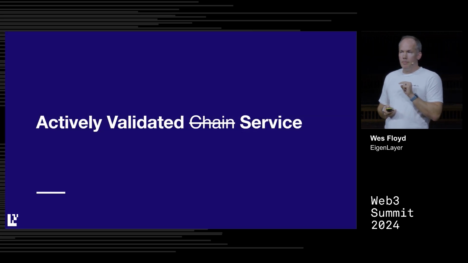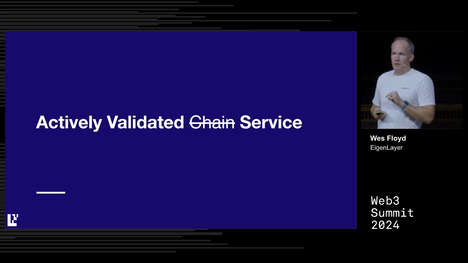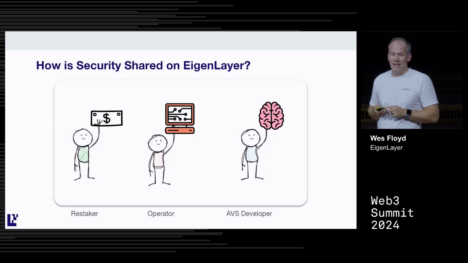Now, when we build this service on shared security, we're going to call it an actively validated service because it's going to be constantly checked. It's going to be constantly validated and look for any faults in the system. So we're going to call it an AVS.